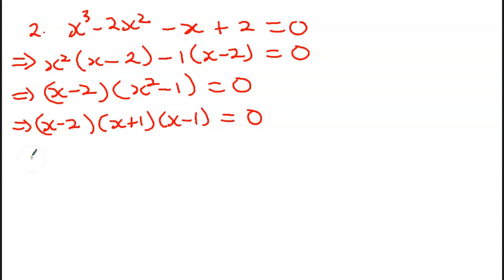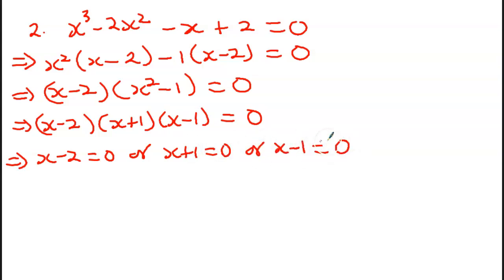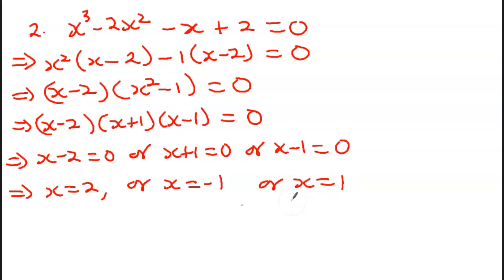is equal to 0. So this implies that x minus 2 is equal to 0, or x plus 1 is equal to 0, or x minus 1 is equal to 0. So when you solve x in each case, we have x is equal to 2, or x is equal to minus 1, or x is equal to 1. So as I told you, zeros are minus 1, 1, and then 2.